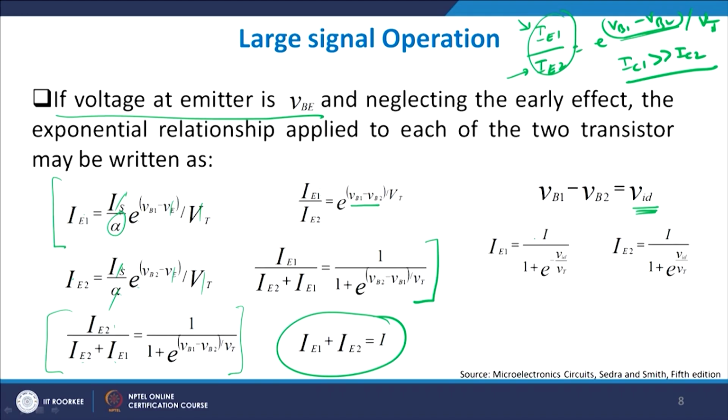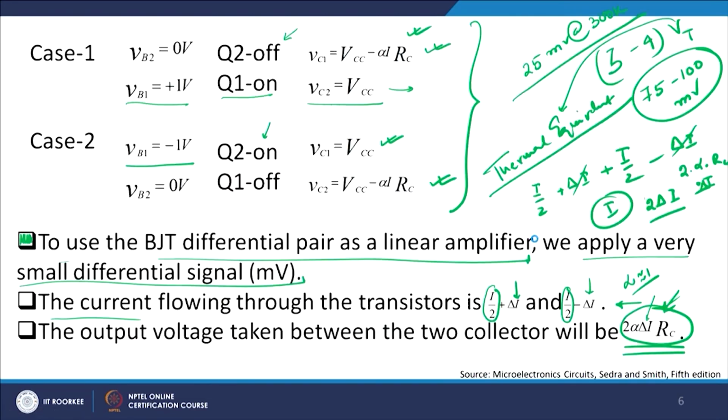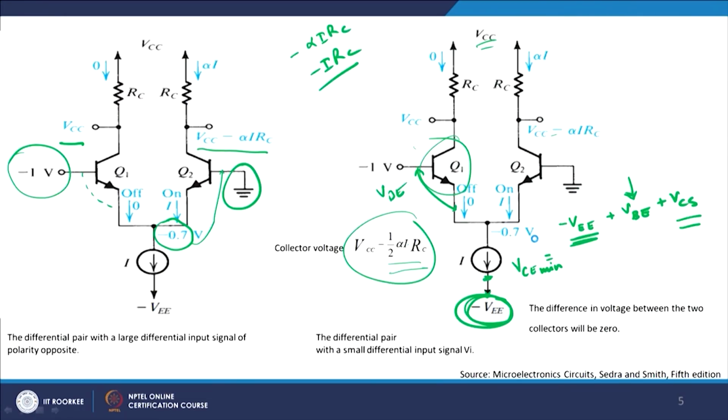Why are we saying input difference between the two? Because you see this potential is always constant, right. I will just come back to the previous slide and explain. This potential is always common to both the emitters of Q1 and Q2. So, let me name it as X, then Vx is common to both Q1 and Q2.